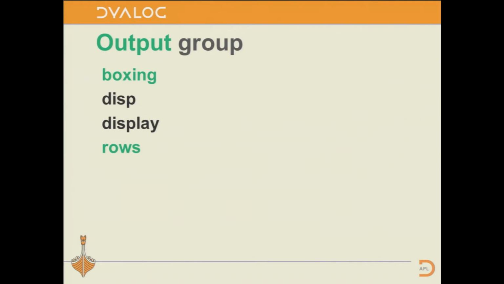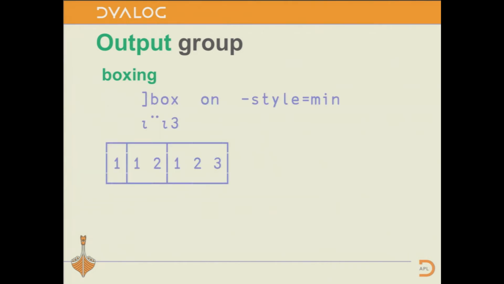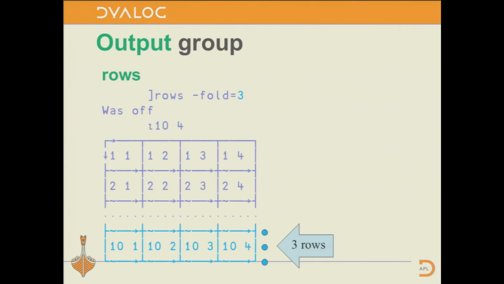The output group is a new group which contains 4 commands, 2 of which are new. This is John's work. So boxing, display, and rows. So boxing, if you turn boxing on, then everything you type afterwards will be displayed this way here. If you say rows fold equal 3, well, you've seen it with Morten just before. So what happens here is that the output is displayed up until the last 3 rows there. And anything before that is cut off so that it fits on the screen.